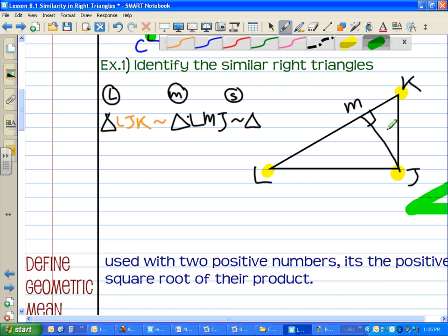Now look at the little small one. Looks like I'm going to go from the J to the 90 degrees to the top. J, M, K. J, M, K. And that's it.